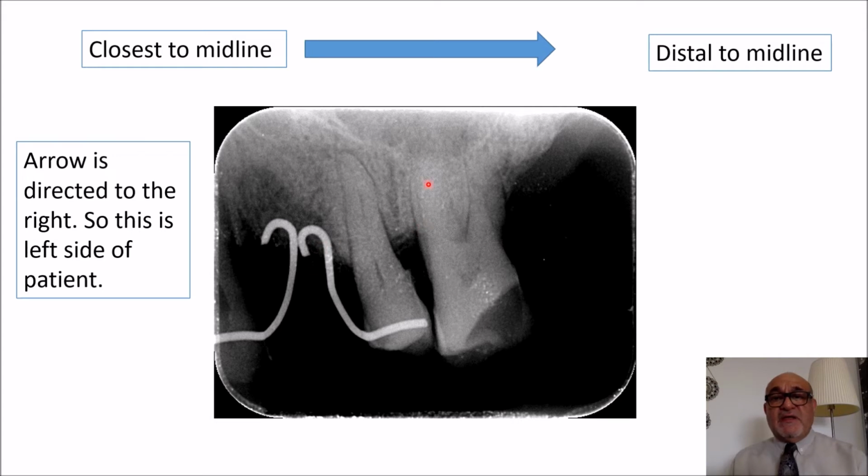Now, this is the maxillary sinus. This is a number 6 tooth, and this is the 5. So this is the midline. This is the area closest to the midline. From the midline, you will draw your arrow, and then the arrow is extending to the right. So this is the left side of the patient.